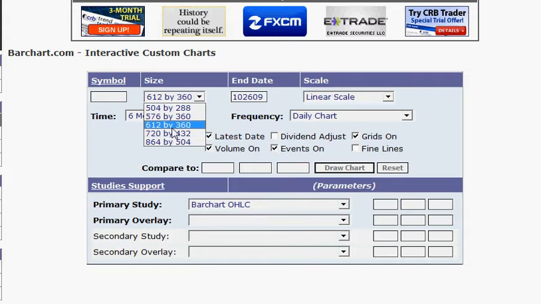I'll use these other sizes too. I usually don't use these lower sizes, but I do use 612 by 360, 720 by 432, and normally I use 864 by 504. So that's the size of your chart.